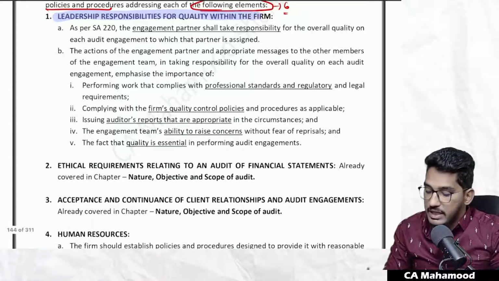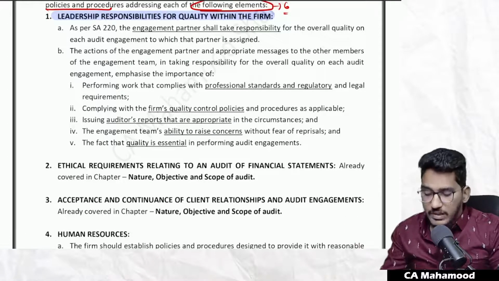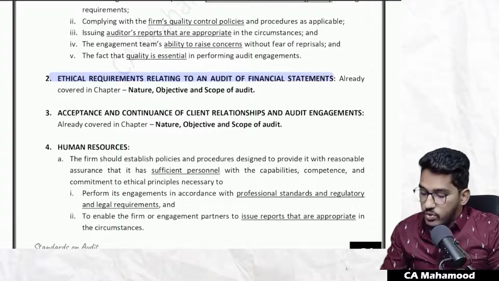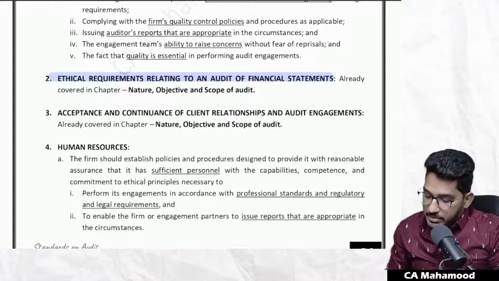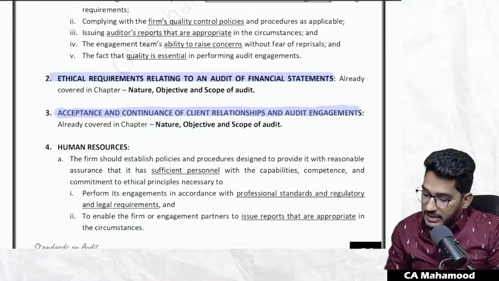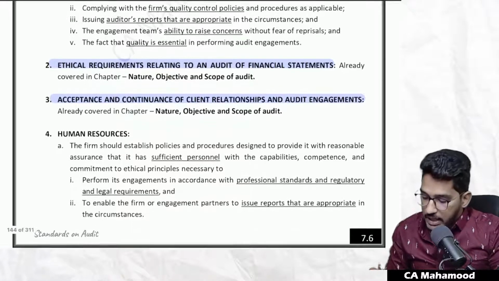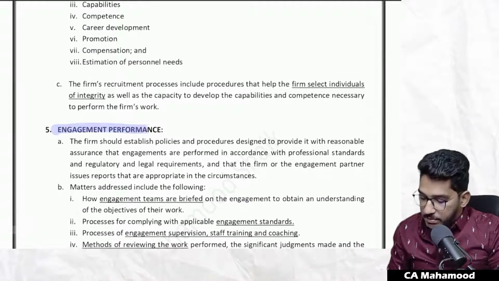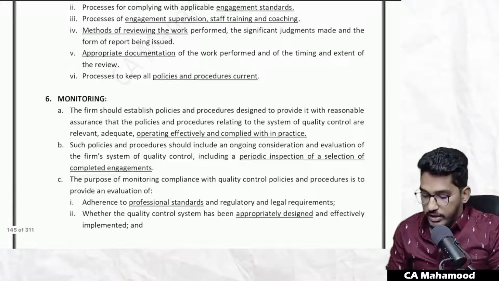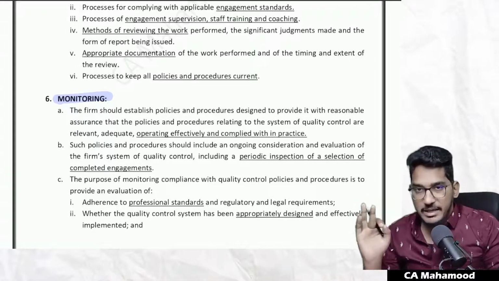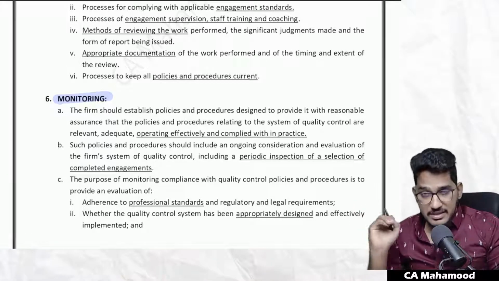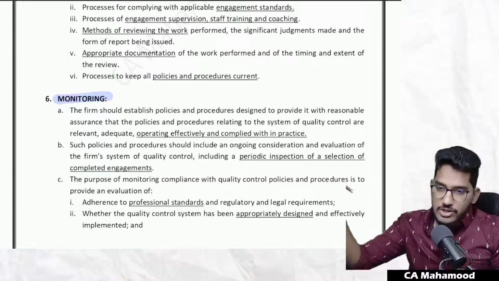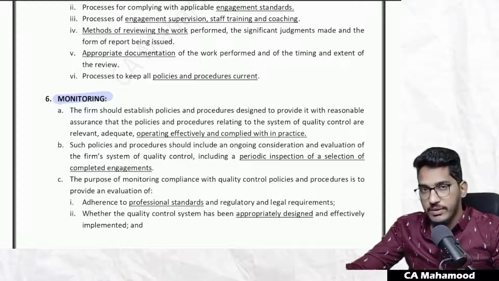Sir, what are those 6 elements over which I need policies and procedures? Number 1, as you could see, leadership responsibility for quality within the firm. Number 2, ethical requirements relating to audit of the financial statements. Number 3, acceptance and continuation of the client relationships and audit engagements. Number 4, human resources. Number 5, engagement performance. Number 6, monitoring. So these are the 6 elements, or you can call them the 6 areas in which an auditor is required to follow policies and procedures to ensure the quality in the audit assignments which he is doing.